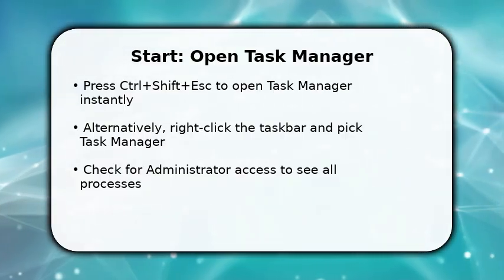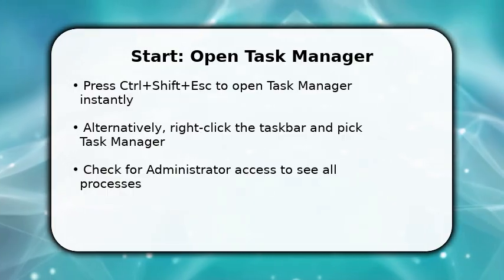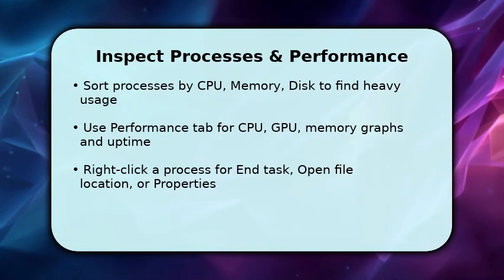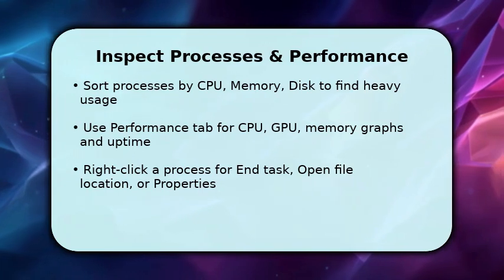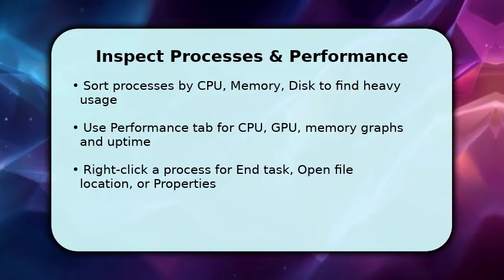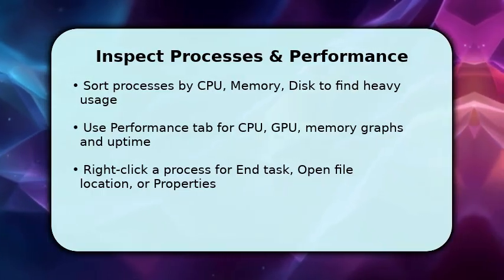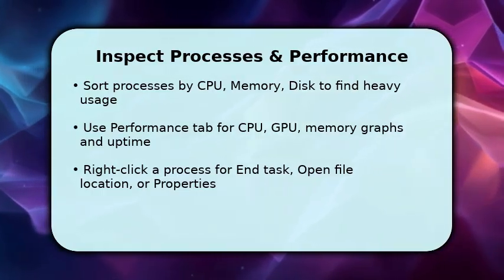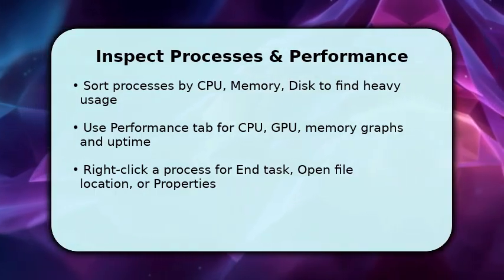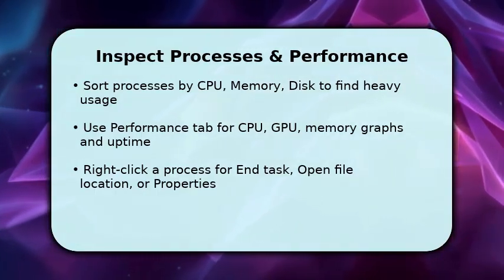These first steps get you to the right view so you can quickly find a running app or service without hunting through menus. Once done, focus on identifying the issue. Sort the processes column by CPU, memory, or disk to surface the top consumers. Make sure to check the Performance tab for real-time graphs of CPU, memory, disk, and GPU. This tells you whether a hardware bottleneck exists.